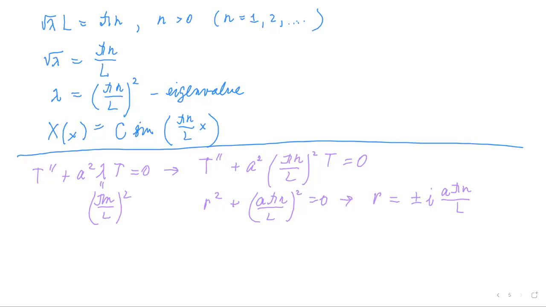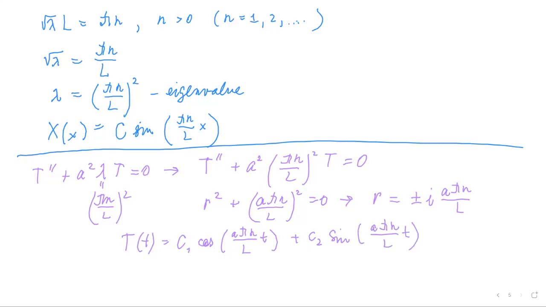And we are going to write down the solution for T of t. Well, again, two functions. This is mu, right, for our complex solution. So it's going to be C1 cosine of i pi n over L t plus C2 sine of i pi n over L t.